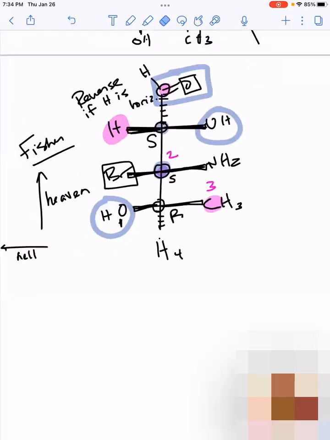But yeah, so when you're doing the Fischer projections, the rule is if hydrogen is horizontal, reverse it. If it's vertical, keep it. Okay. Yeah. Any other questions?